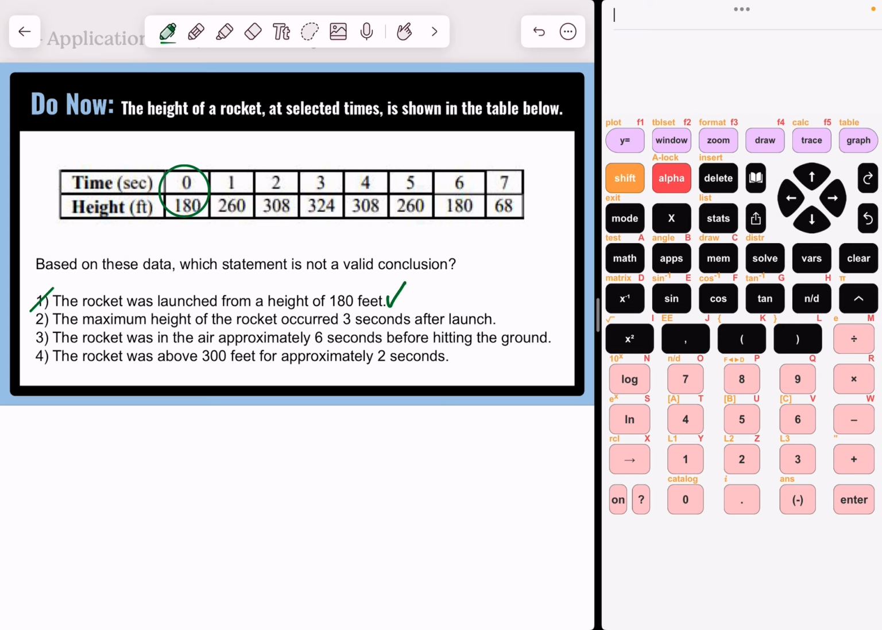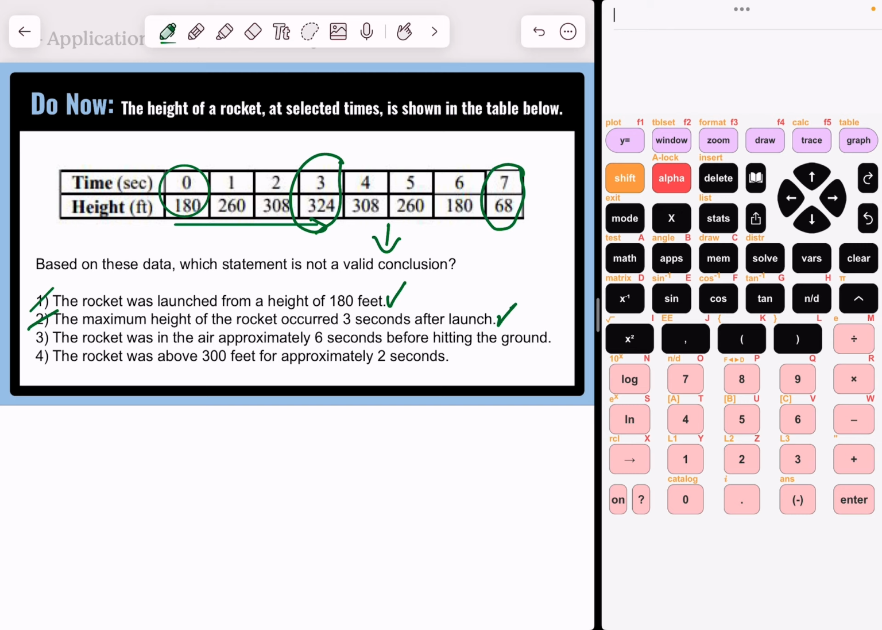Choice 2. The maximum height of the rocket occurred 3 seconds after launch. Let's see. Here it was going up, up, up, and then it started going down. Over here it started going down. So yeah, around here somewhere was the highest point. So that is correct. But we want something that's wrong, so that's not it. Number 3 says the rocket was in the air approximately 6 seconds before hitting the ground. Well, I see here at 7 seconds, it's still up in the air. It's at 68 feet. So it hasn't come to the ground yet. So 3 might not be correct. Let's go look at 4.